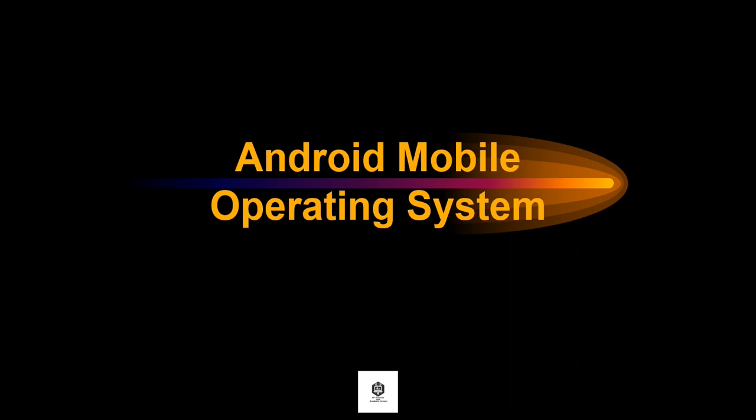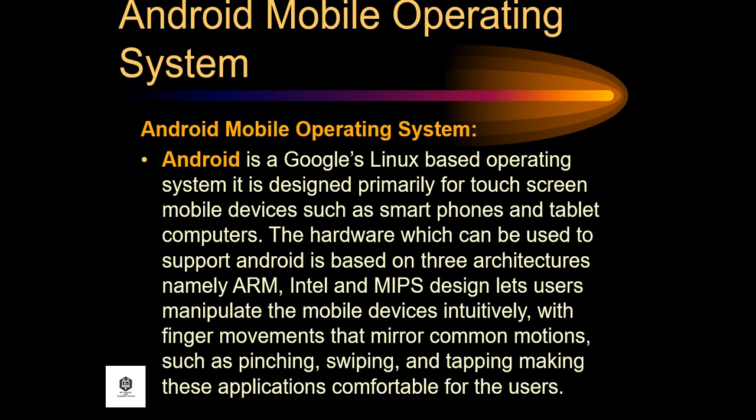Another operating system is the Android mobile operating system. Android is Google's Linux-based operating system. It is designed primarily for touchscreen mobile devices such as smartphones and tablet computers. The hardware which can be used to support Android is based on three architectures, namely ARM, Intel, and MIPS.